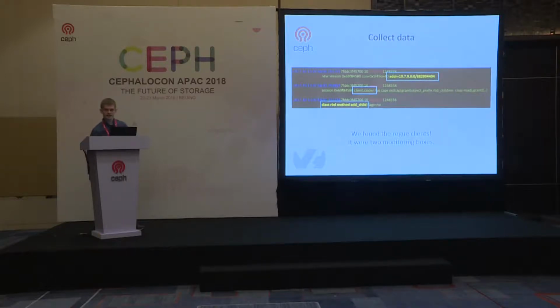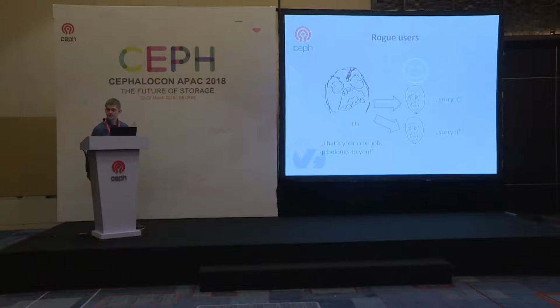Now we have collected the data. We know the IP address of the client affecting us, what kind of client this is, which in this case is OpenStack Cinder, and something that confirms that it's affecting us, which is add child, which tells us this is cloning of the image. So we took those IPs, we searched our databases, and we found out that these were two guys who were previously telling us that they don't have anything to do with this. So, case solved.